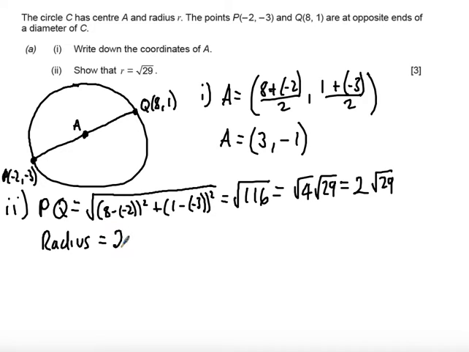So the radius is in fact equal to half of this, so I don't need the 2 actually. Let's get the rubber there a second. All I need to do is the radius is equal to root 29.